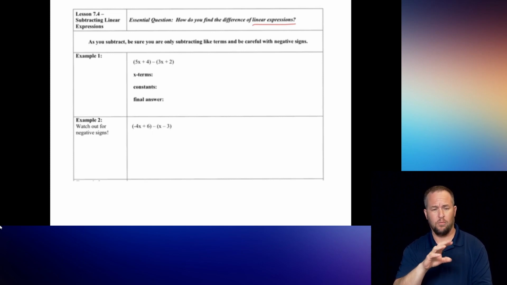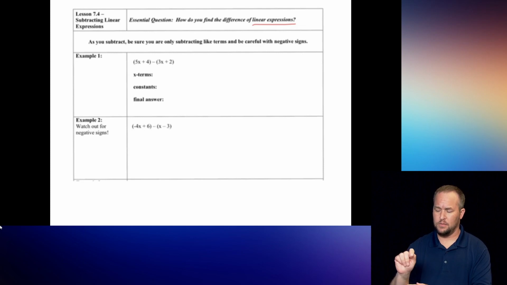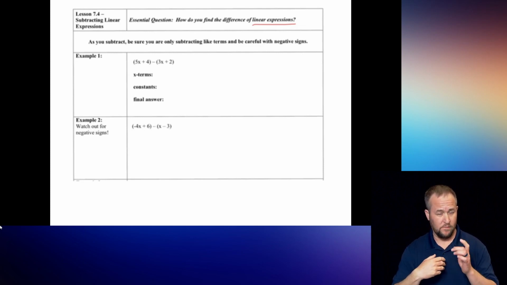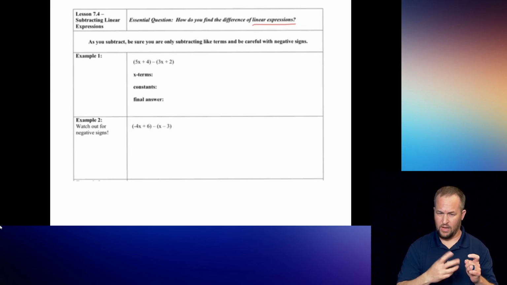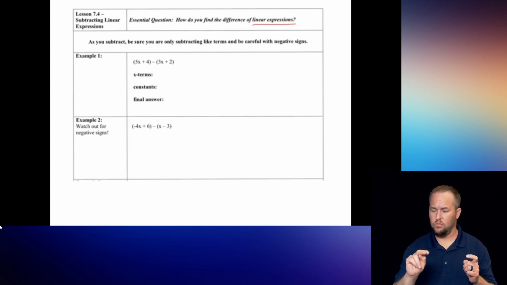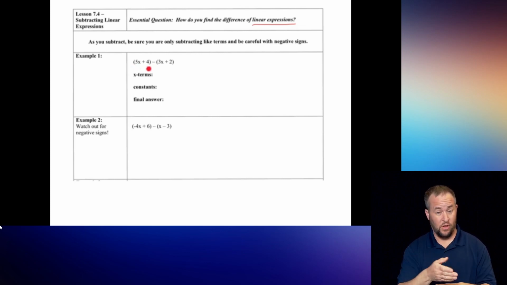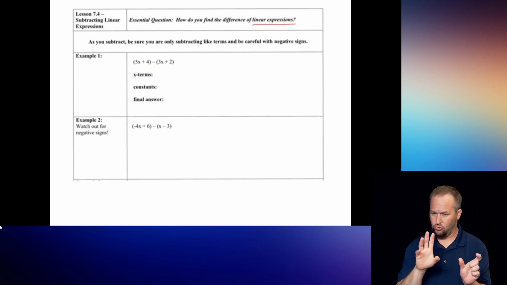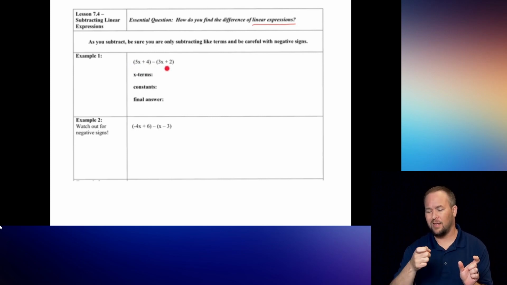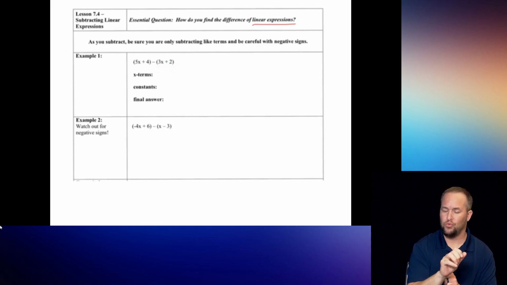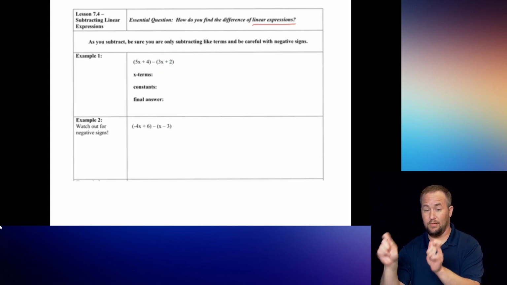So you'll look down at example 1. They both have something with an x term in it and a constant term in it. That's what we're looking for. So here, the linear expression is 5x plus 4. That's one whole expression with two terms. And then we are going to subtract this expression with two terms, the 3x plus 2.